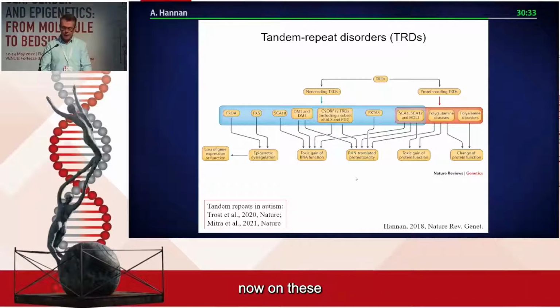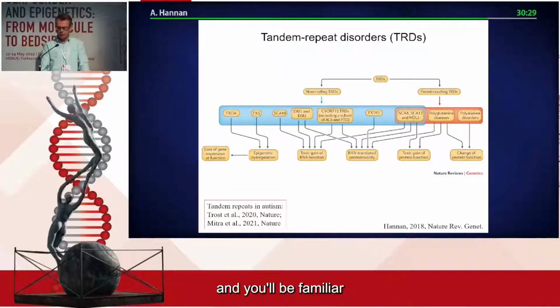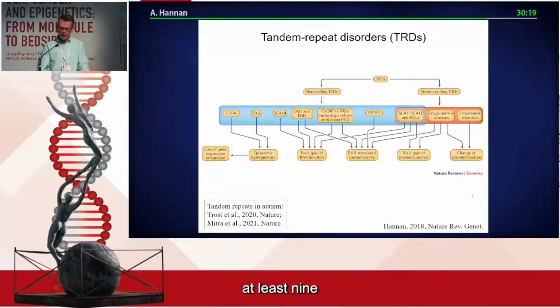So focusing now on these more than 50 tandem repeat disorders, you'll be familiar with ones like Friedreich ataxia and Fragile X syndrome, which do seem to have epigenetic changes as their primary driver. But Huntington's is the most common of at least 9 polyglutamine diseases, and the model I'll be showing generates toxic gain of function as its primary mechanism, although we are pursuing the possibility of change of function, that is, the polyglutamine tract evolved a normal function.